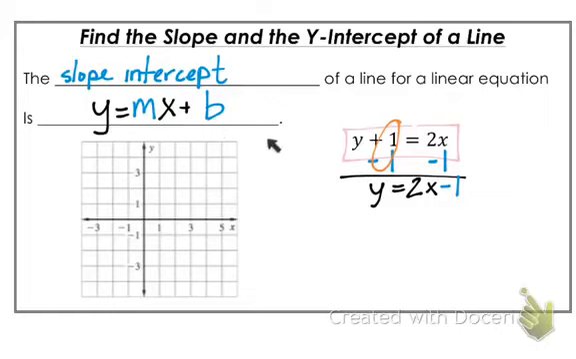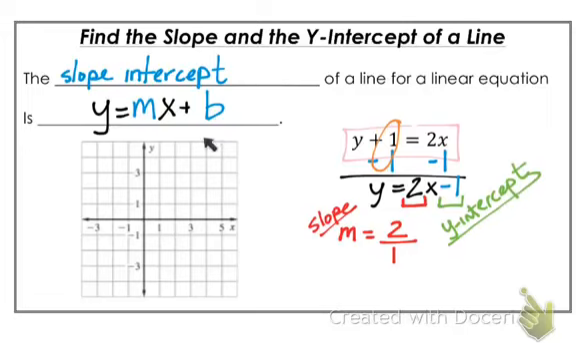Now this equation is in slope-intercept form, and we can easily identify our slope, which is 2. So our rise is 2, our run is 1, and our y-intercept is negative 1, which is our b in the equation. So b is equal to negative 1.